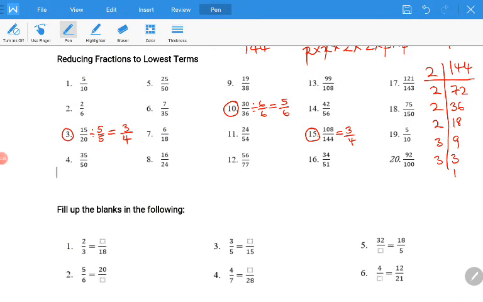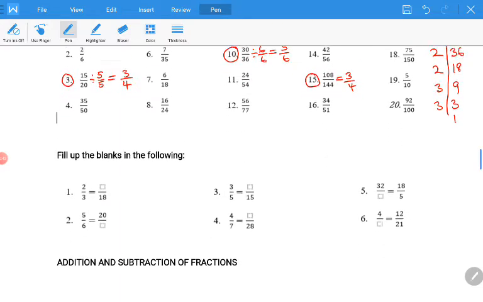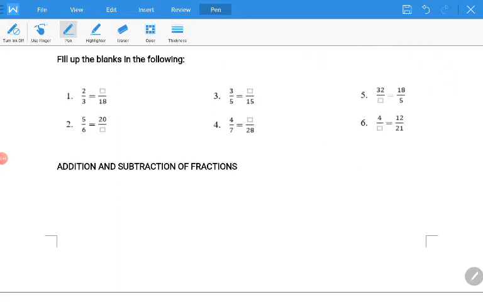And I advise you to go through all the 20 questions that are in here, because maths is all about practice. Okay, let's fill in the blank in this exercise. Question 1 is saying 2 over 3 is equals to dash over 18.